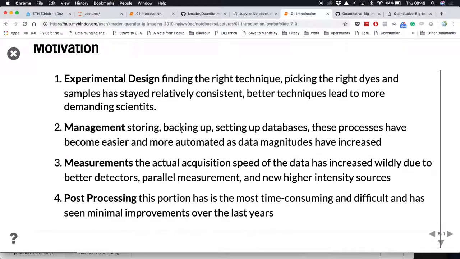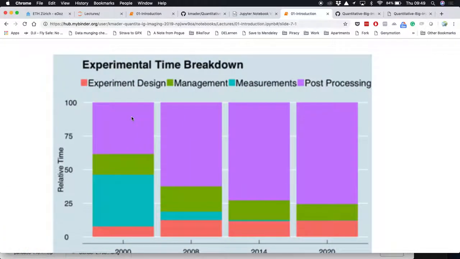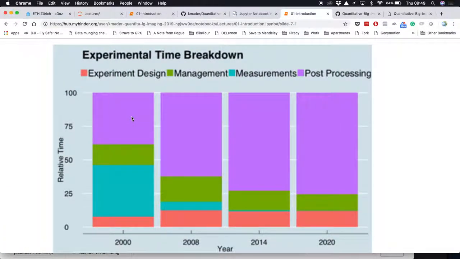And so the second part of the motivation is if you look at the breakdown of experiments in a very broad way, you have experimental design, management, measurements, and post-processing as the four different steps of doing an experiment. That's shifted a lot. If you look at the year 2000, you had a little bit of experimental design, and then quite a bit of time taking measurements, then managing, and then doing the post-processing. That was a fairly balanced process, not a quarter of the time for each step, but at least the division was fairly clear.